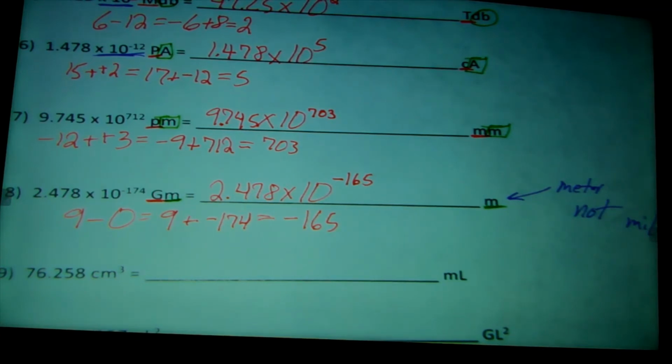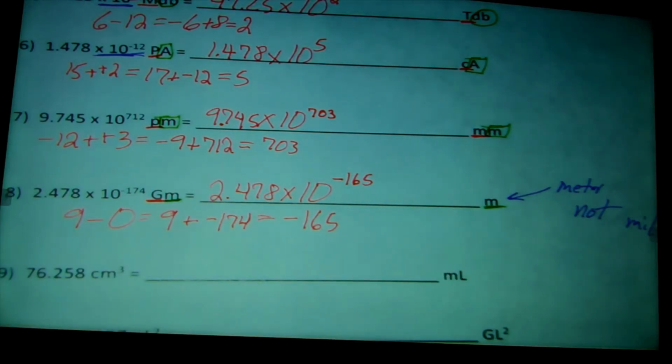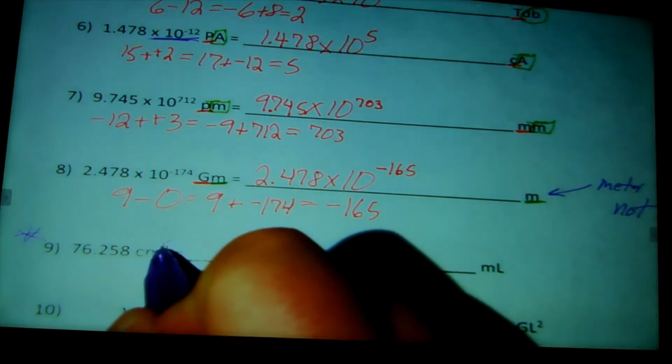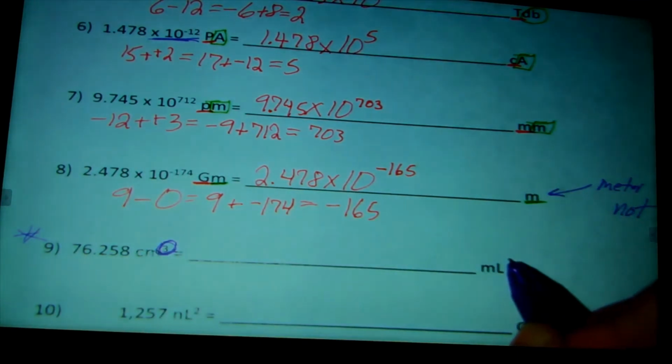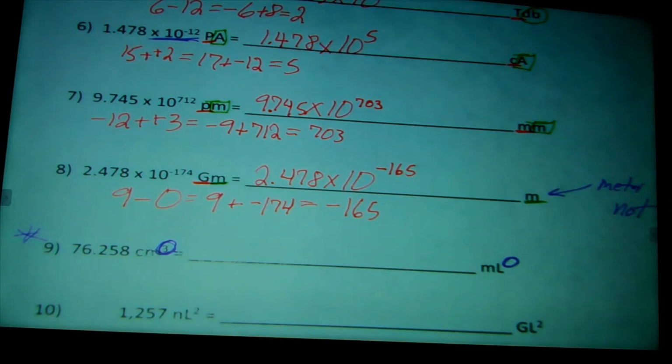Now, number 9 is very special. Number 9 is very special to me. I'm going to mark it out for you real simple. Look at number 9. 76.258 cubic centimeters equals how many milliliters? Remember what I told you before. Dead giveaway. There's an exponent here, but not one here. That is a dead giveaway.